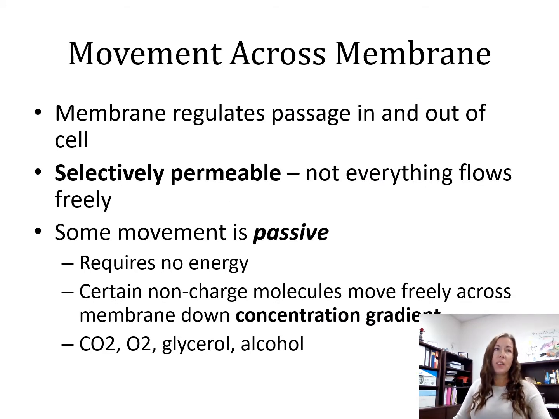Now, when things cross the plasma membrane, it's generally regulated by that plasma membrane. So it's selectively permeable. It doesn't just let everything cross willy-nilly. It's selective. And so some of that movement is passive. And by passive movement across that membrane, what you'll find is that there's no energy requirement. Certain non-charged molecules move freely down a concentration gradient, so they'll move from areas of high concentration to areas of low concentration.